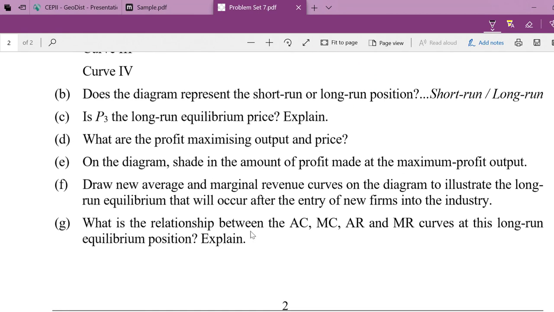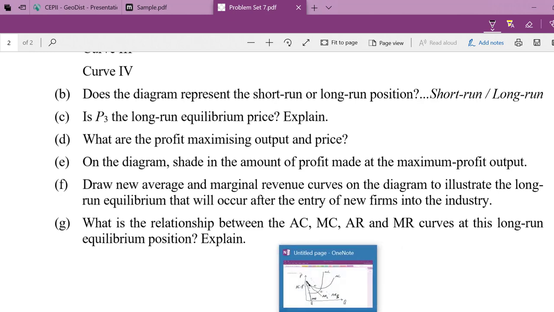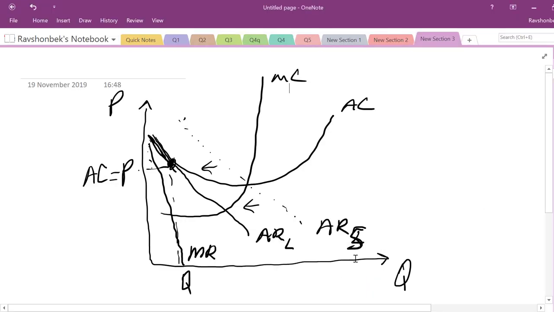Now, what is the relationship between the AC, MC, AR, and MR curves at this long run equilibrium position explained? So, looking at this, what can you comment on this result? We still have a U-shaped AC curve. The rule in the long run stays the same. The point where the profits are maximized or losses are minimized is the same point where marginal revenue equals marginal cost. Yeah, it's this point here. This Q corresponds to this point here.